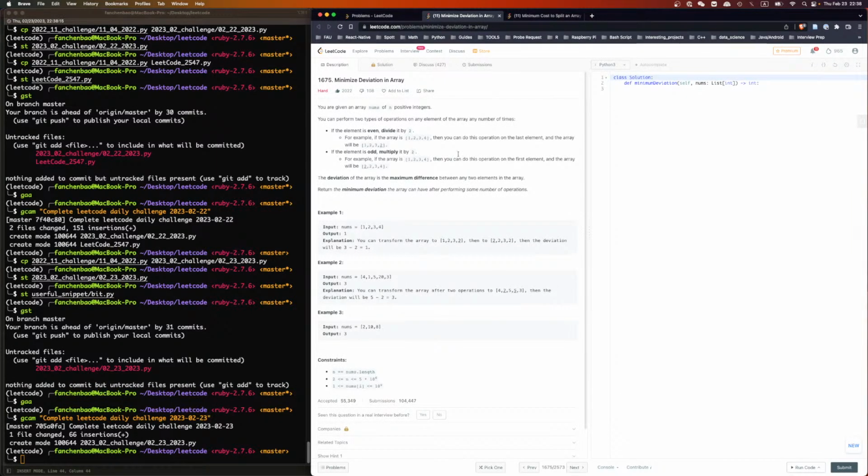You're given an array of n positive integers. You can perform two types of operations on any element of the array any number of times. If the element is even, divide by 2. If it's odd, multiply by 2. The deviation of the array is the maximum difference between any two elements in the array. Return the minimum deviation they can have after performing some number of operations.